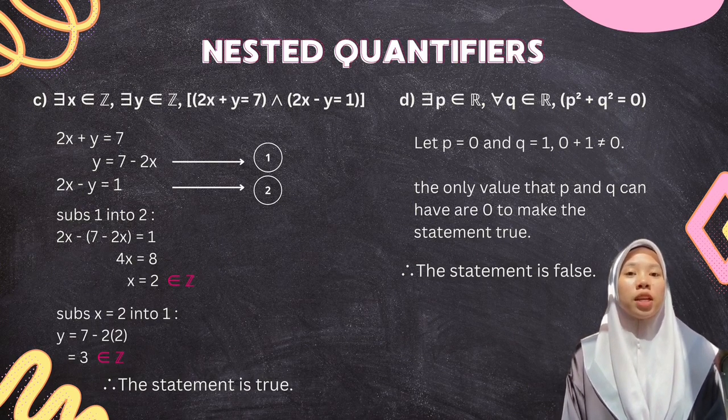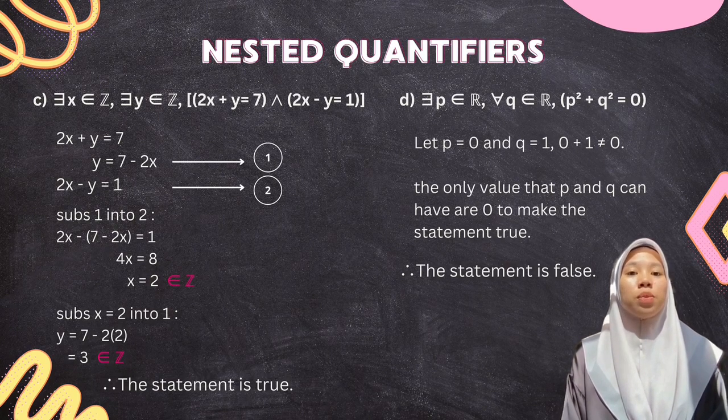So this is the first equation. For the second equation, we rewrite 2x minus y equal to 1. We substitute equation 1 into equation 2. 2x minus y, 2x minus (7 minus 2x) equal to 1. So we will get x equal to 2. X equal to 2 belongs to Z. So there exists, as the question given.